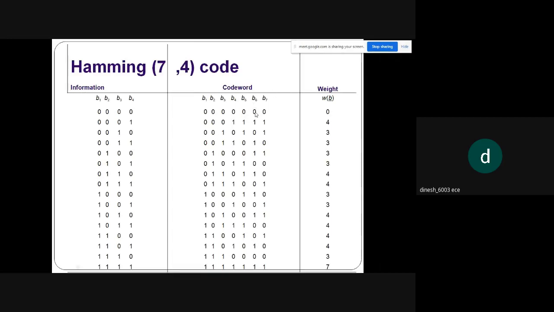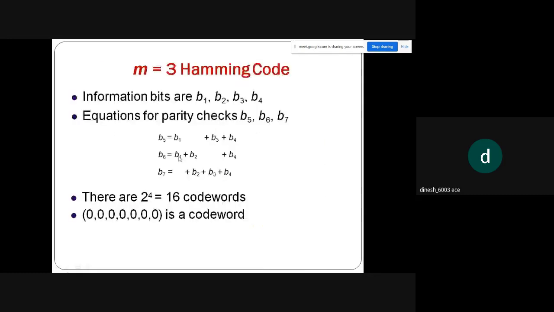So next, how do we get B6? B6 is obtained by doing B1 modulo 2 addition B2 modulo 2 addition B4. So B1 is what? B1, B2, B4 again 0. So if you do, you will get 0 in the place of B6.